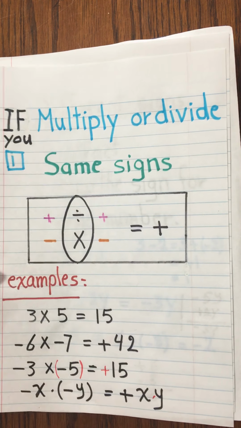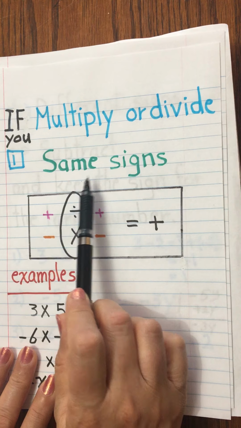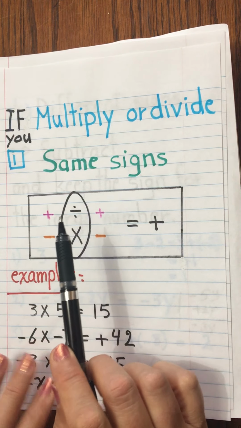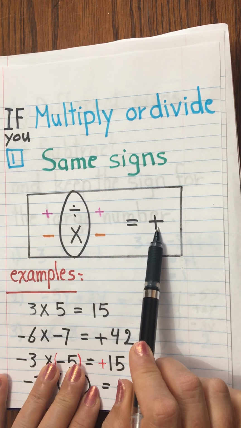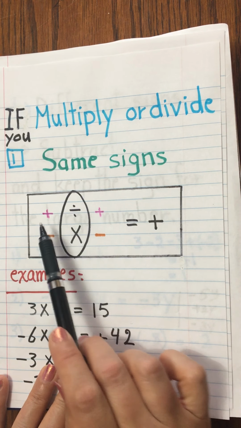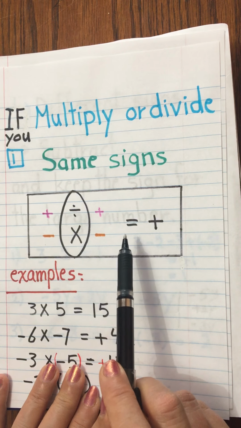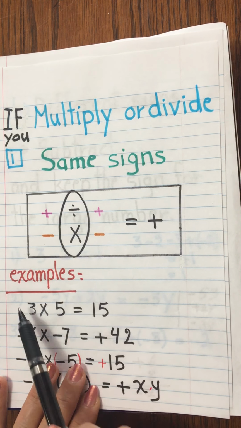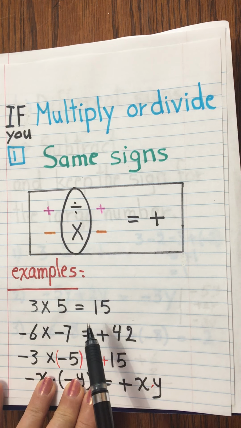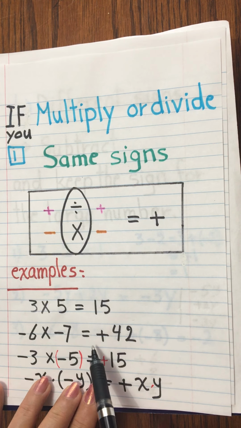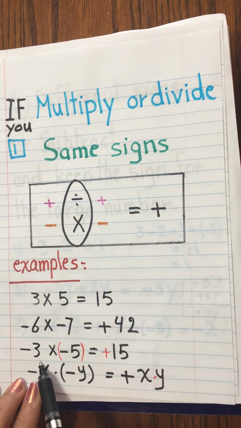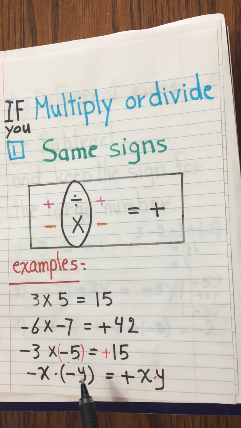Now if we multiply or divide, same signs or different signs. For same signs, if I multiply same signs, I get positive. If I divide same signs, I also get positive. So examples: 3 times 5 equals 15. Negative 6 times negative 7 equals positive 42. Negative times negative is positive. Negative 3 times negative 5 is positive 15.